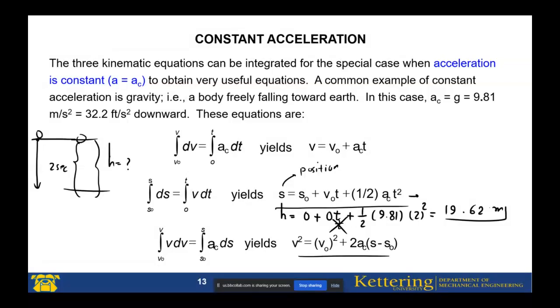These three equations are only valid when there's a constant acceleration. You cannot use those equations when the acceleration is changing with the time. For example, the flight of a missile, launch vehicle, or the flight of an airplane. The acceleration will be changed during the time. Acceleration of the jet turbine or motor.